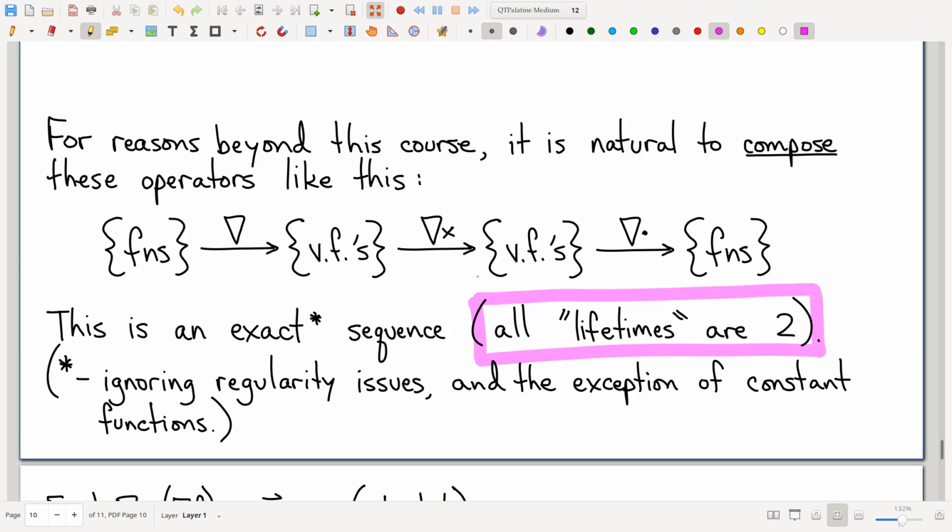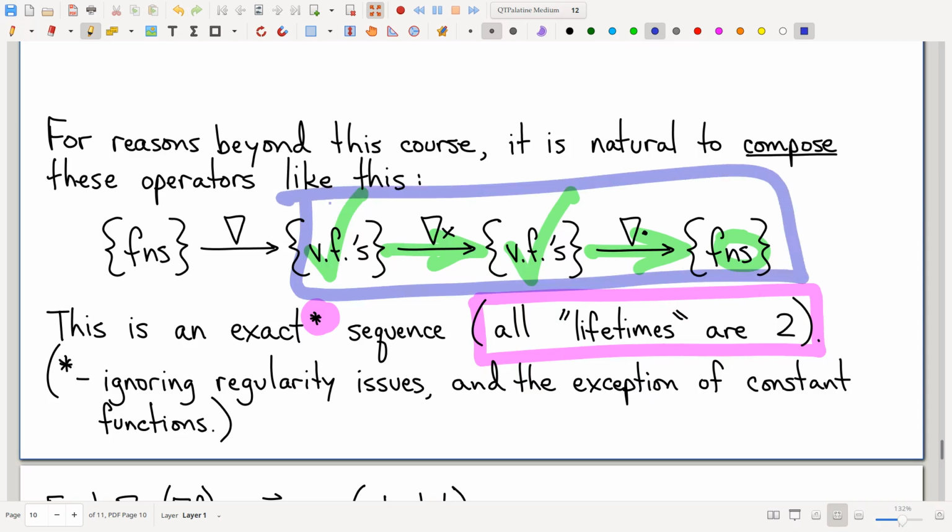There is an asterisk. Disclaimer. We'll worry about that in a second. But disclaimer aside, all lifetimes are 2. Let me tell you what I mean by lifetime. Suppose you have some vector field that you then compute the curl of. Cool, you get some other vector field. Whatever that vector field is, if you were to then compute the divergence, you would get 0. And I call this a lifetime of 2. What I mean by a lifetime is that this is the whole story for that thing.